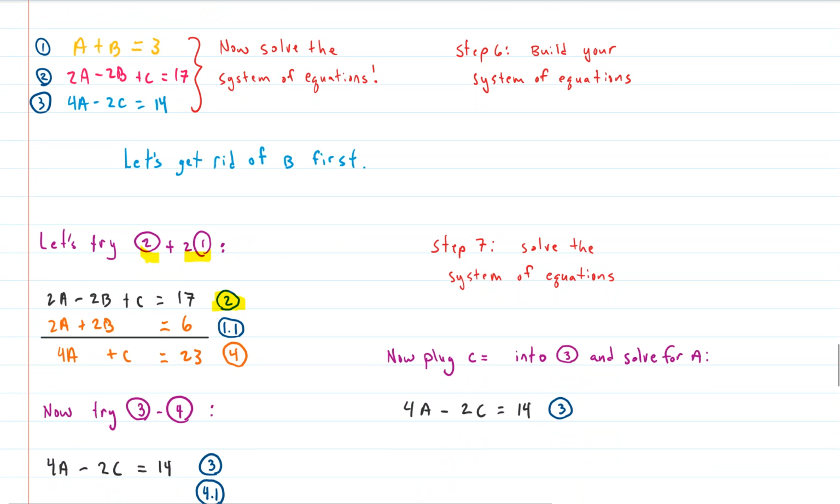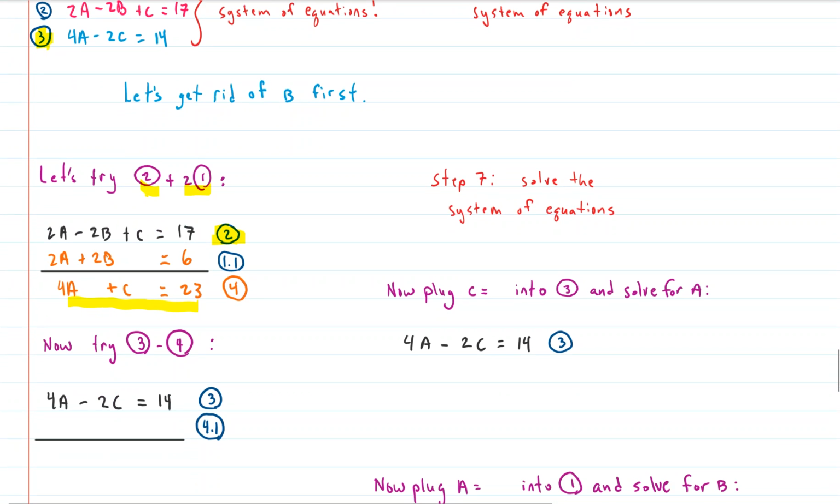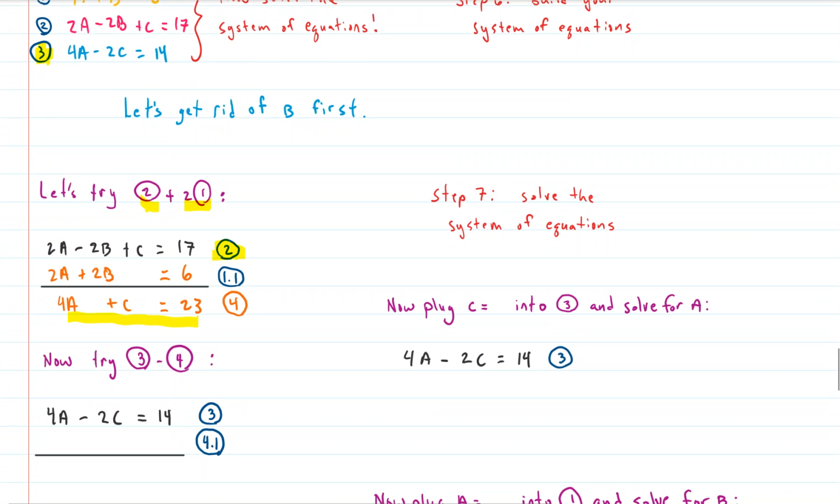So let's take equation 4, which is the one we just came up with, 4a plus c equals 23, and take equation 3, and let's see if we can get rid of one of the variables. If we added them straight up, we wouldn't get rid of anything. But if we subtracted them, we'd get rid of the a, and we'd be able to solve for c. So let's subtract them. Let's take 3 minus 4. We have 3 already written down, it stayed the same: 4a minus 2c equals 14. And now we subtract 4 from it. Or in other words, let's multiply by -1, and then we can add.